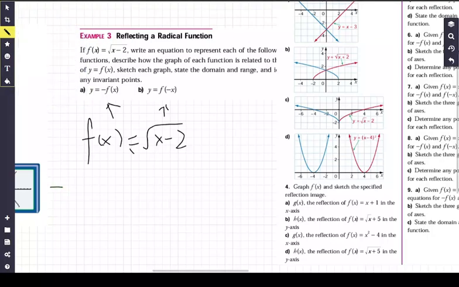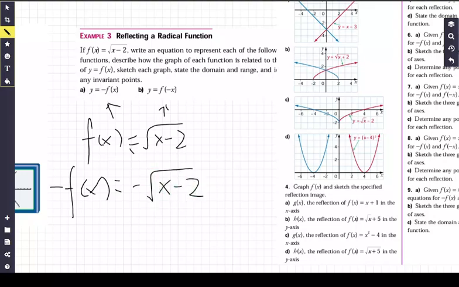Why am I not writing? Negative f of x. Remember that your f of x part is actually not changed, so you're not giving in any new input. Essentially, all I'm doing is just adding a negative sign. So our new output should be negative x minus 2. This doesn't change at all.